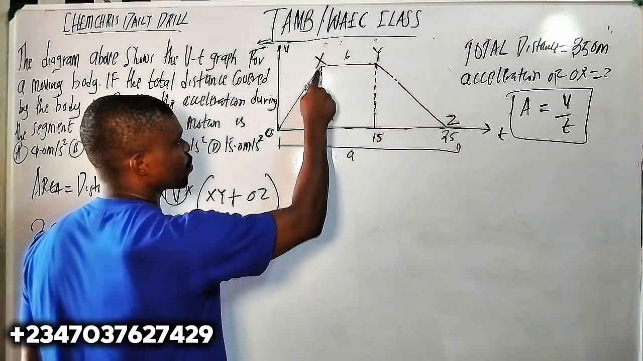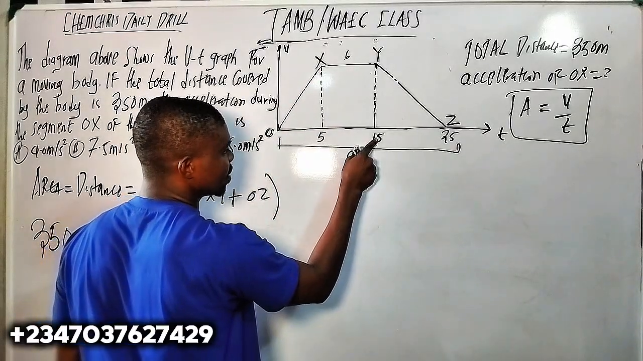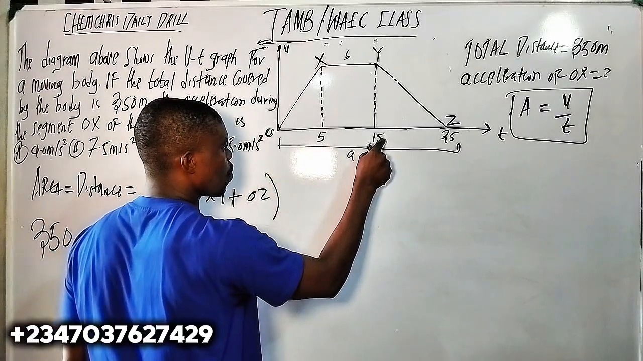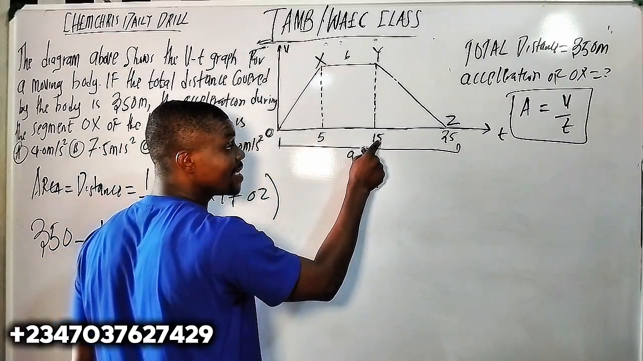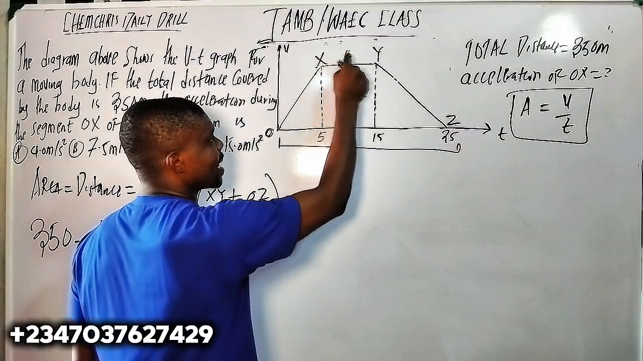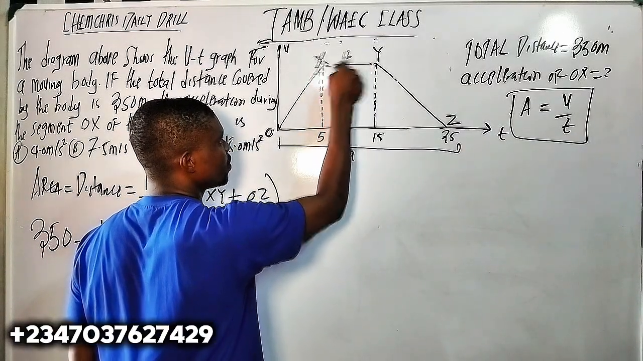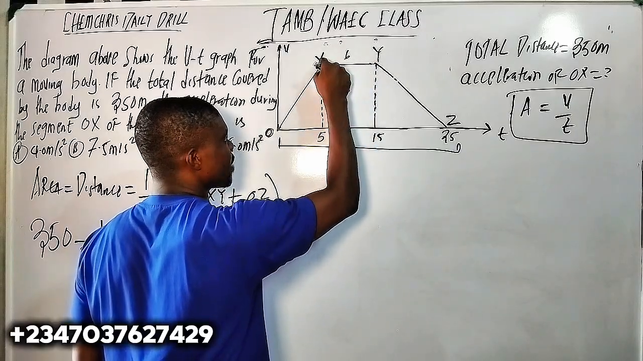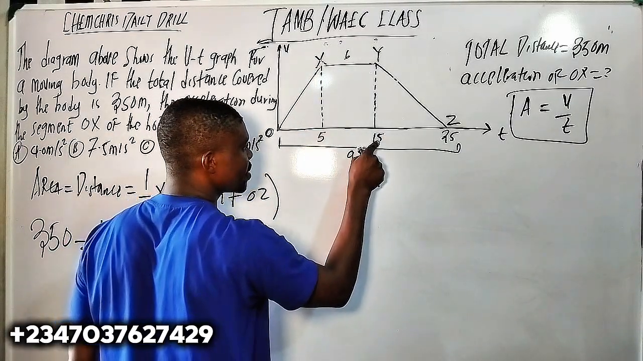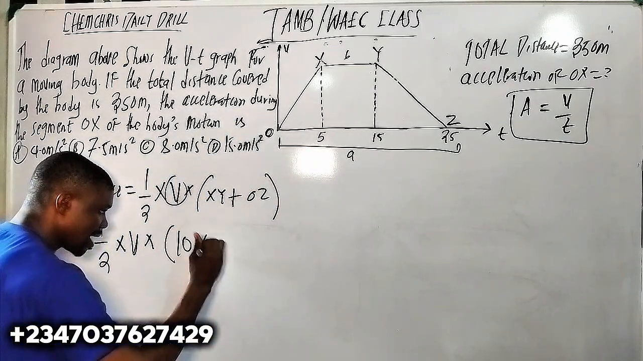Now, how do I get XY? From here to here is 5. From here to here is 15. So what about from here to here? It's going to be 15 minus 5, because XY is the distance, the space here, the time between X and Y, right? So it's going to be 15 minus 5, which is 10. So here we have 10 times.